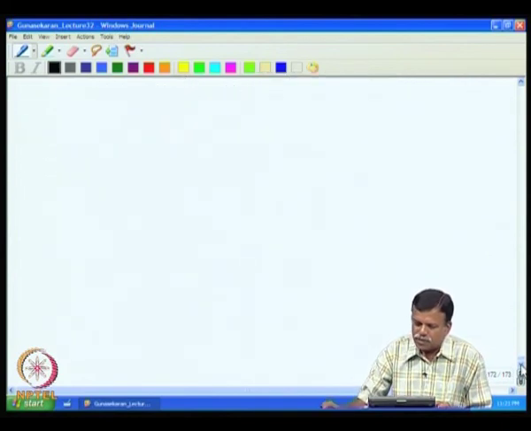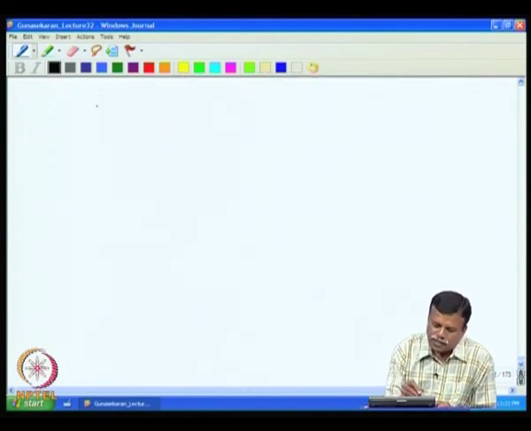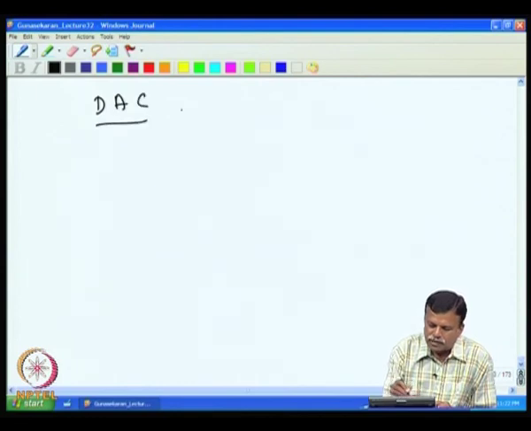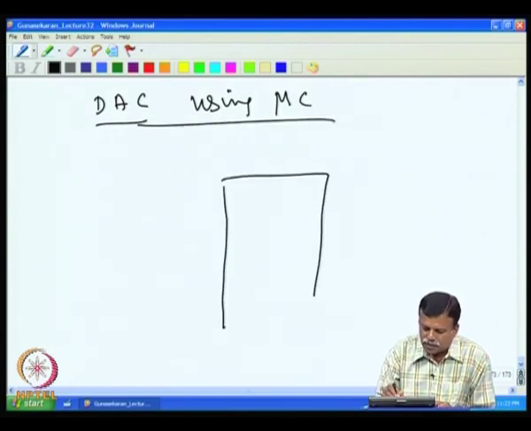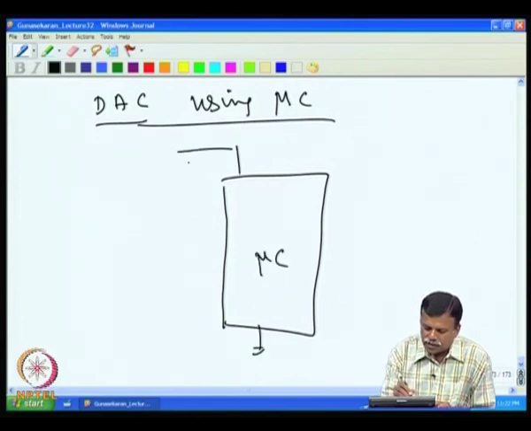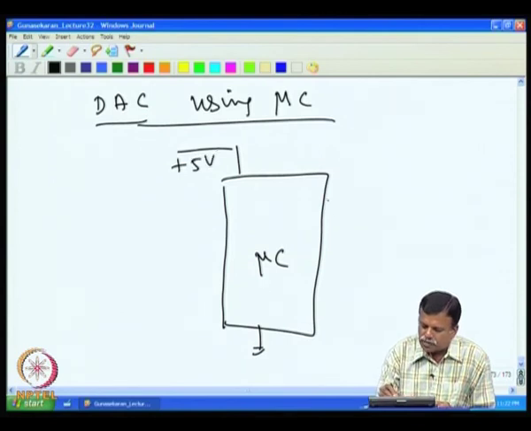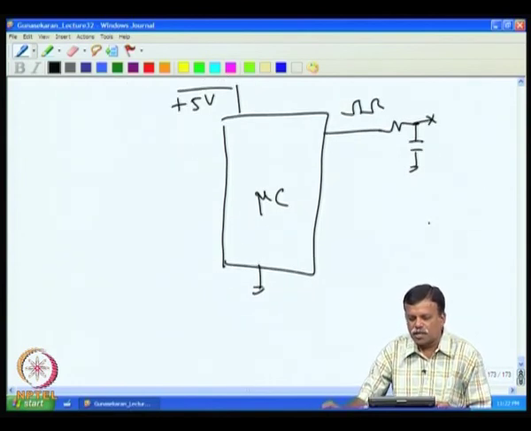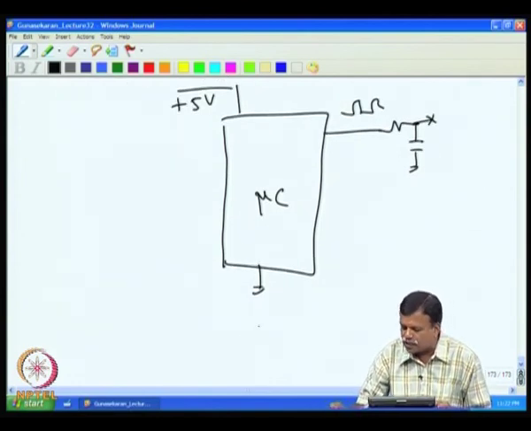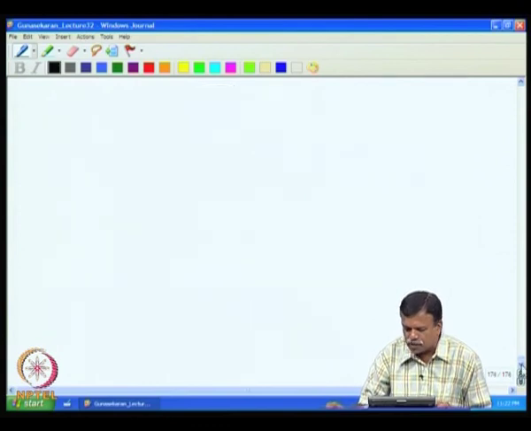Similarly, when you are using a D to A converter, one can also make a DAC using a microcontroller, which we already discussed. For example, we can have an output which is a PWM, and then have an RC network which gives you the analog voltage, but then this is a very slow system. One can also make an R-2R DAC or binary weighted DAC using a microcontroller very easily.